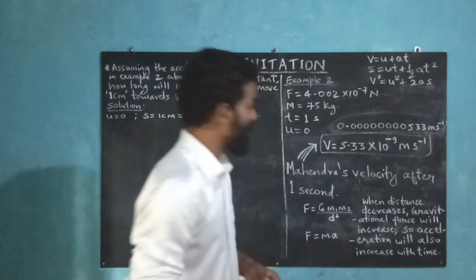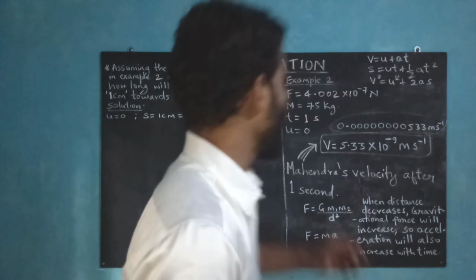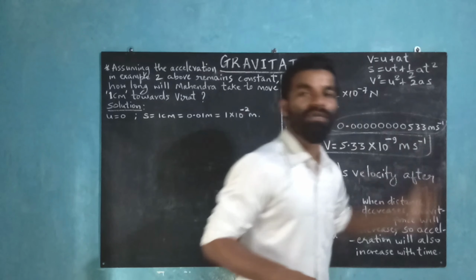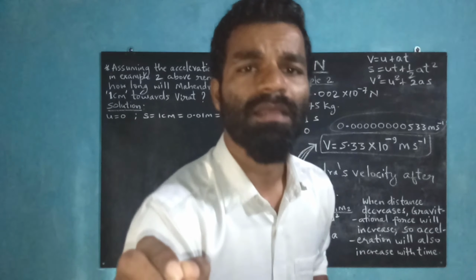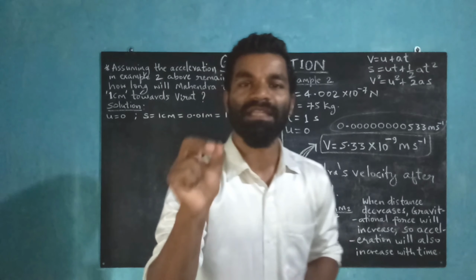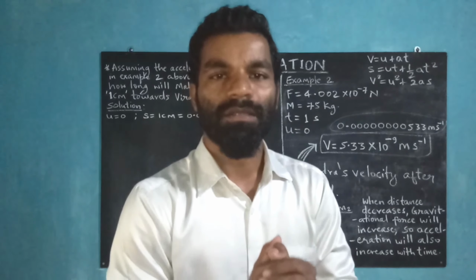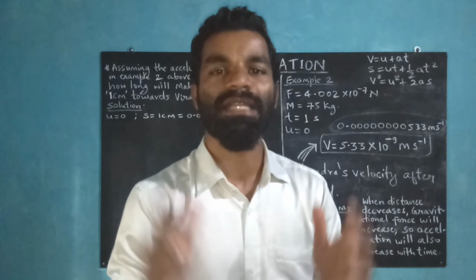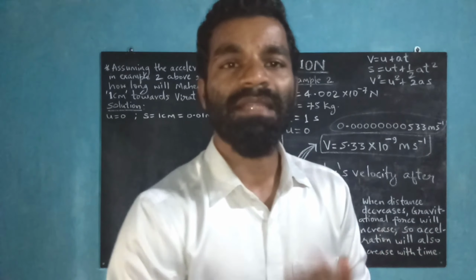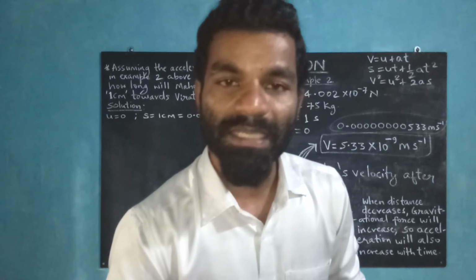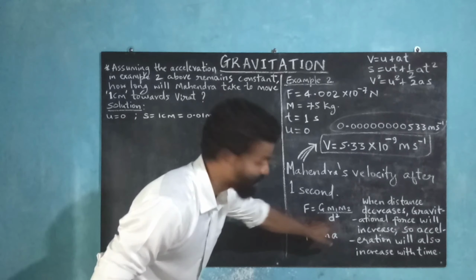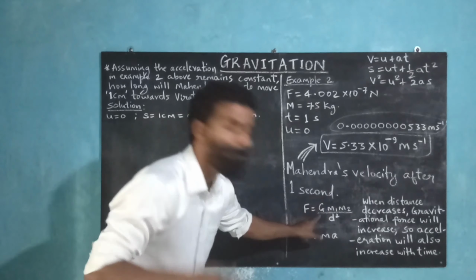Now this value of Mahendra's velocity after 1 second, we can also write by splitting the decimal: 0 point, so many zeros, then 533 meter per second. This is an extremely small value for velocity, but velocity increases with time. Now what about acceleration? Does acceleration increase with time? The answer is yes. But how? When Mahendra moves towards Virat, the distance decreases. If the distance decreases, then definitely the force will increase, because the denominator decreases and this value will become more.